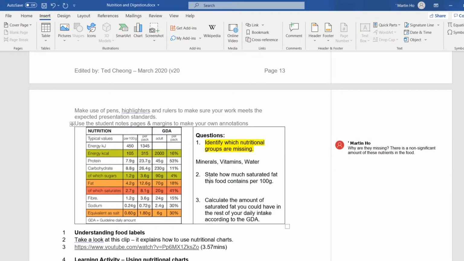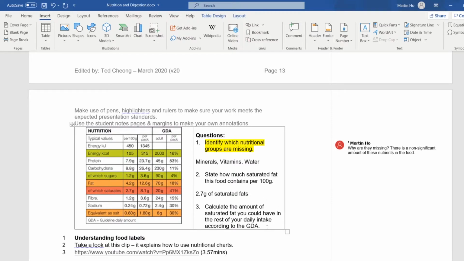So 2, state how much saturated fat this container contains at 100 grams. So we need to use our table and read it to find out how much saturated fat is in 100 grams of this product. So first we find saturated fat, which is right here, and per 100 grams. So we go down our table and we can see that it's 2.7 grams of saturated fats.